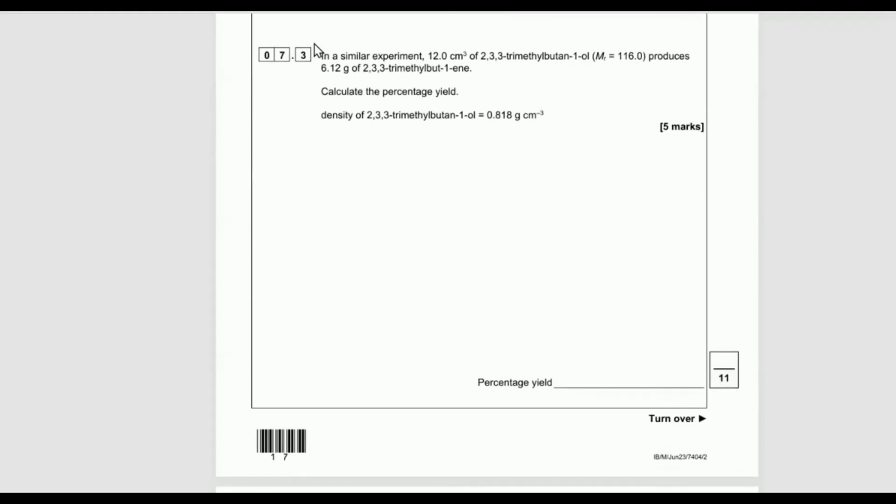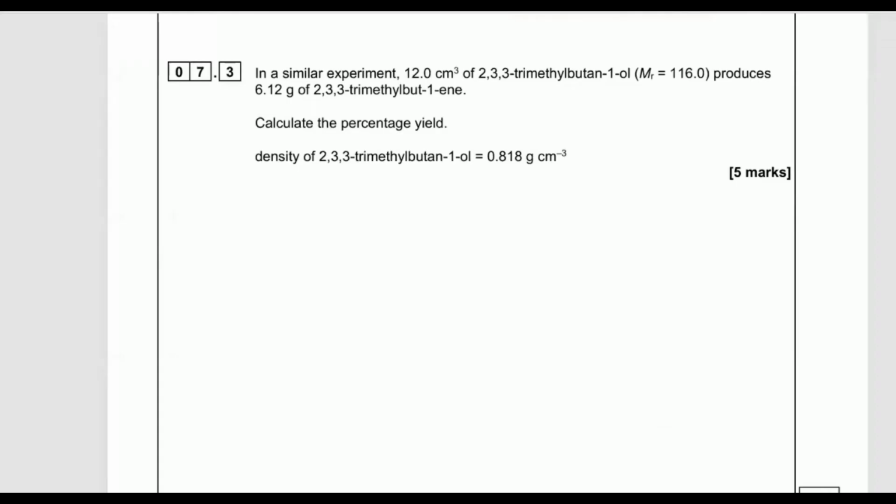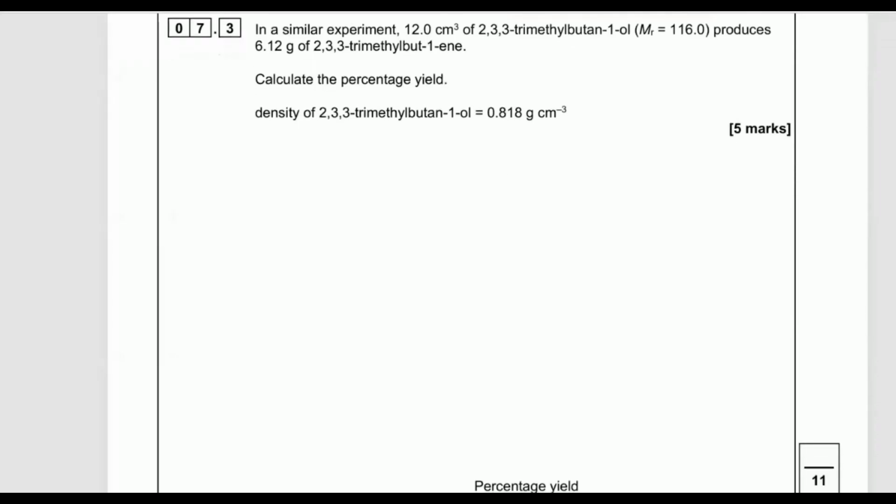Right, let's move on to 7.3. In a similar experiment, 12 centimeter cubed of 2,3,3-trimethyl-bute-1-ol, MR 116, produces 6.12 grams of 2,3,3-trimethyl-bute-1-ene, an alkene. Calculate the percentage yield. The density of 2,3,3-trimethyl-bute-1-ol is 0.818 gram per centimeter cubed.